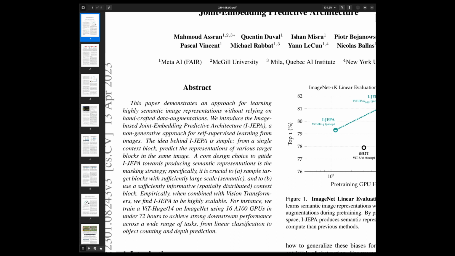A core design choice to guide I-JEPA towards producing semantic representations is the masking strategy. Specifically, it is crucial to sample target blocks with sufficiently large scale, and to use a sufficiently informative, spatially distributed context block. Empirically, when combined with vision transformers, we find I-JEPA to be highly scalable. For instance, we train ViT-Huge/14 on ImageNet using 16 A100 GPUs in under 72 hours to achieve strong downstream performance across a wide range of tasks, from linear classification to object counting and depth prediction.